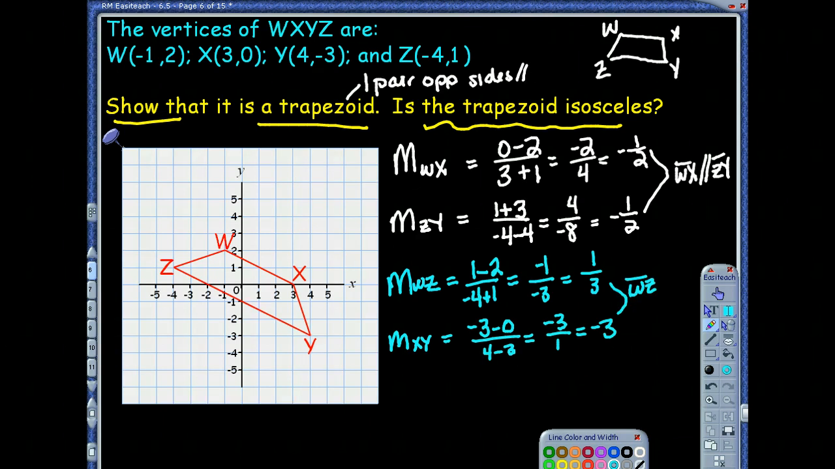Which is good, because we were trying to show that it is not parallel, that it is a trapezoid. They already told us it was. We're just trying to show that. So I've done that. I've shown that it is a trapezoid.